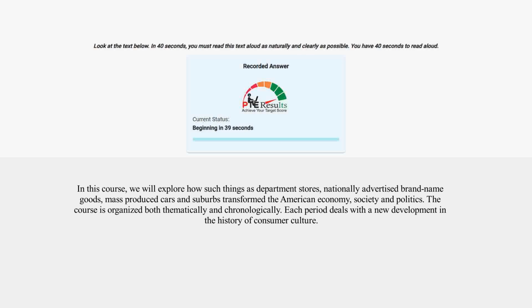In this course, we will explore how such things as department stores, nationally advertised brand name goods, mass produced cars, and suburbs transformed the American economy, society, and politics. The course is organized both thematically and chronologically. Each period deals with a new development in the history of consumer culture.